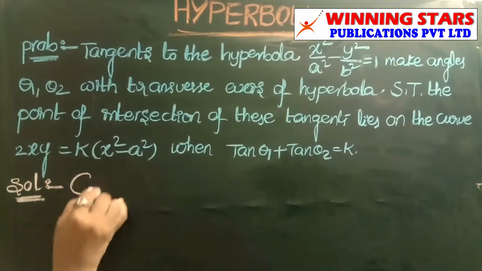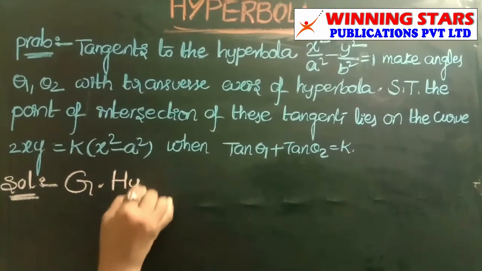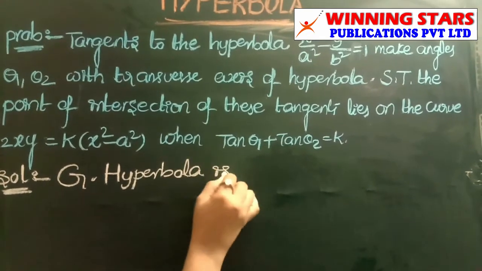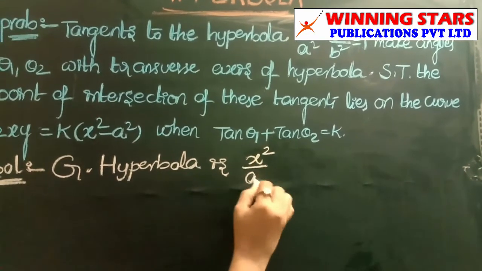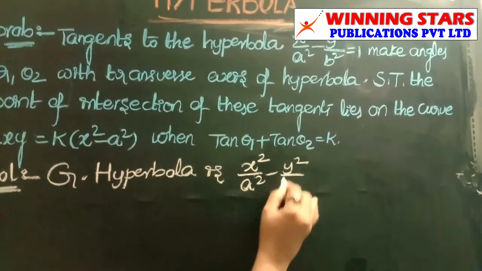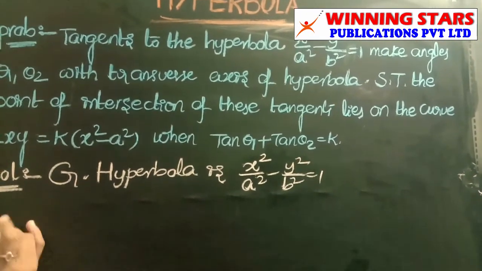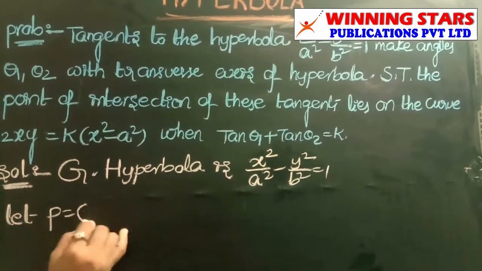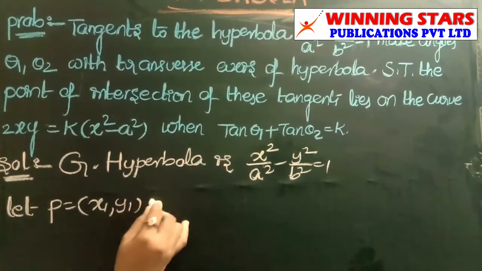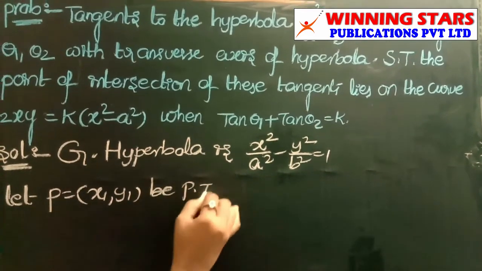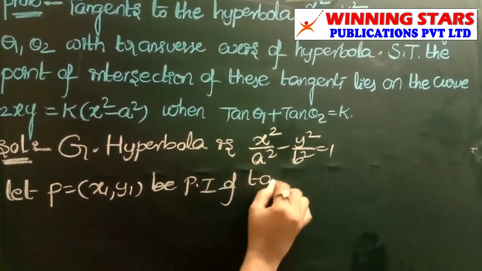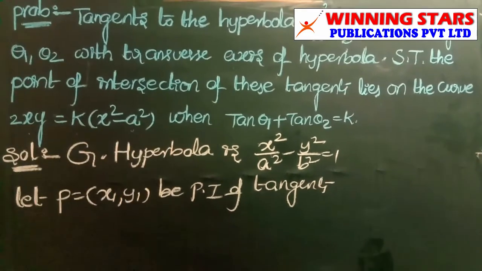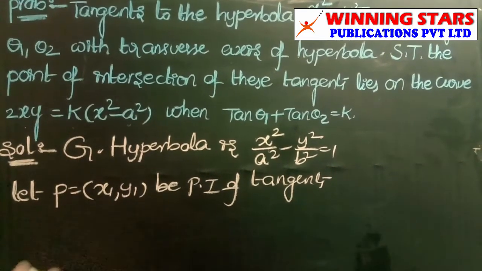So first we write the given hyperbola equation. Given hyperbola is x²/a² − y²/b² = 1. Next we take the point of intersection of the tangents. Let P = (x1, y1) be the point of intersection of the tangents. Now we want to show that this point lies on the curve 2xy = k(x² − a²). So this is the point of intersection.